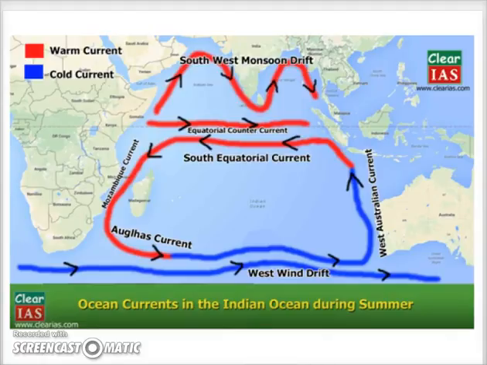The Agulhas Current merges with the west wind drift when it crosses the Indian Ocean. A branch of this merged current flows along the west coast of Australia, called the West Australian Current. It later joins with the South Equatorial Current to complete the circuit.